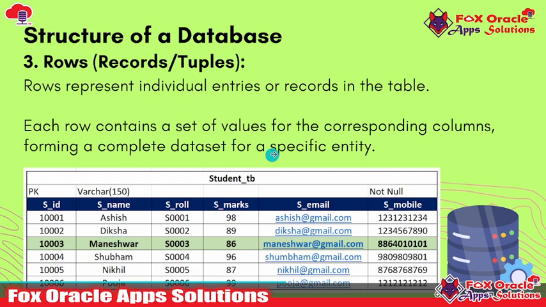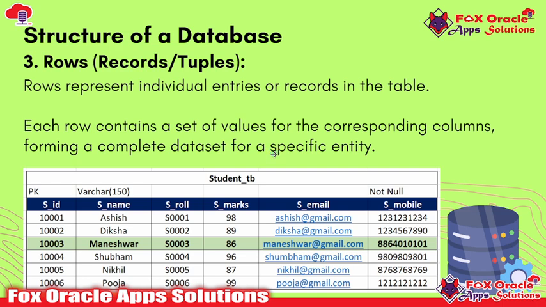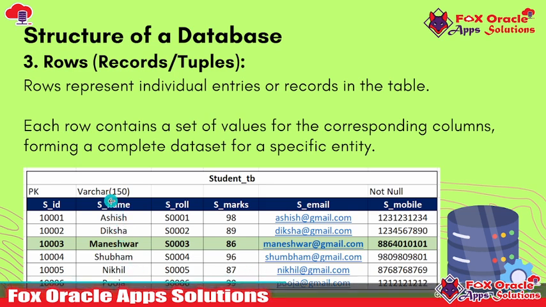So if we have to identify any specific record, any specific employee, or get the details of any specific employee, we will go for rows so that we can easily identify. For example, we have to find the details of a student with the name Nikhil. So we will search in this table where the name starts with Nikhil, and we get to know about the Nikhil record available here.